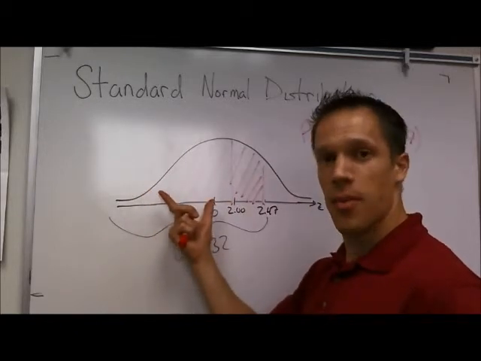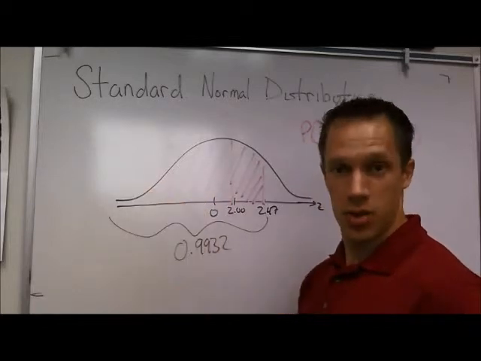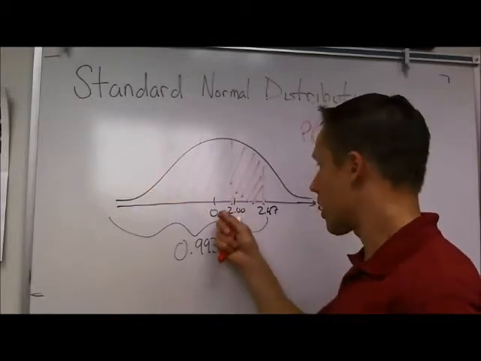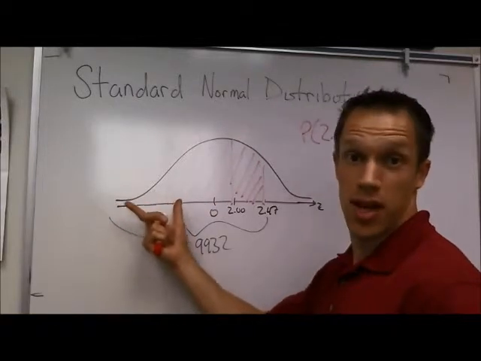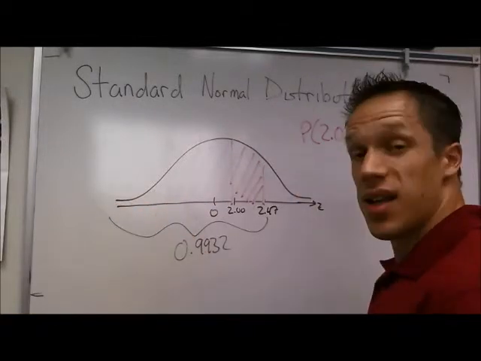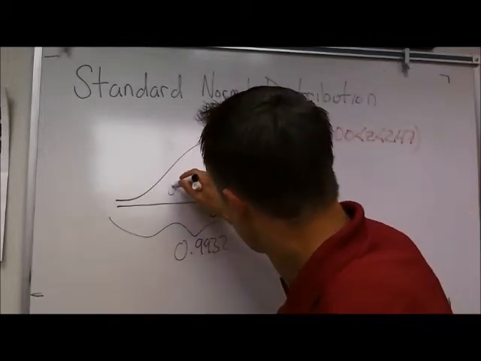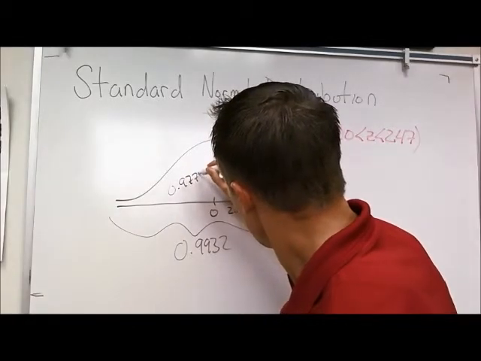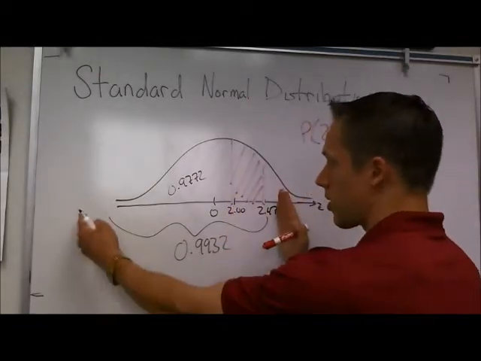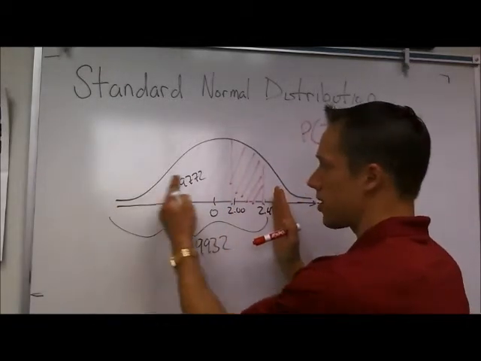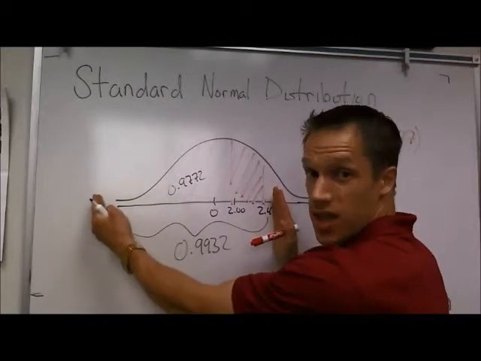So let me look up how much area is not shaded there. Again, I go to my standard normal table, I look up 2.00, and the amount of area to the left of 2.00, which is not shaded, is 0.9772. So if I want to find out how much area is shaded, I'm going to start with the 0.9932 and then subtract off the 0.9772.